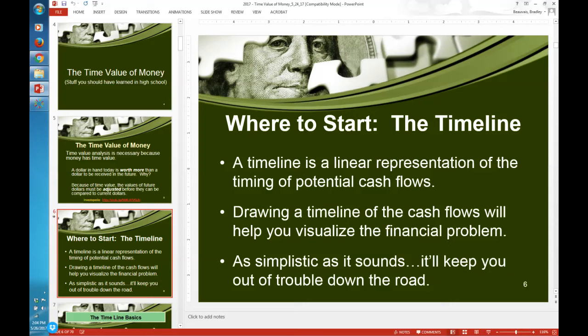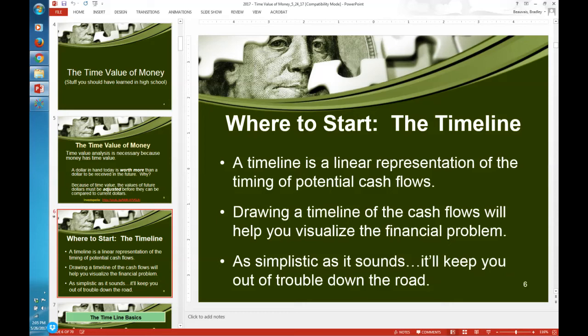And you can draw it however you want, wherever you want. It could be on the back of a napkin, on a cereal box, in Excel, whatever. But really what we have to start to understand is when and how cash flows accrue as part of any sort of project or investment valuation process. And again, as it says on the screen there, a linear representation of potential cash flows.